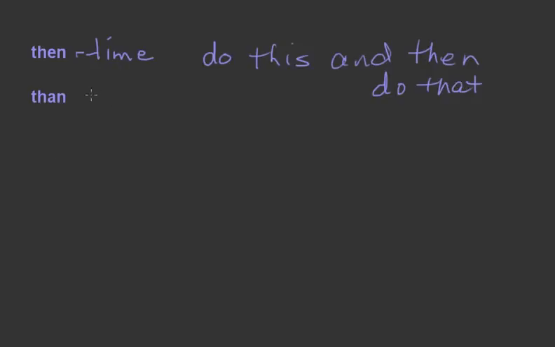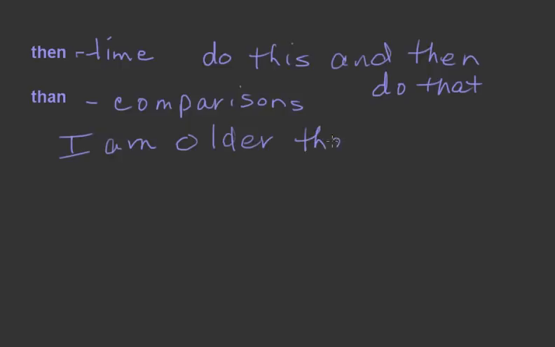Than means something completely different. This is for comparisons. As in, I am older than you are. So if you're meaning a comparison, you have to use the A one. If you're meaning a time thing, you have to use the E one.